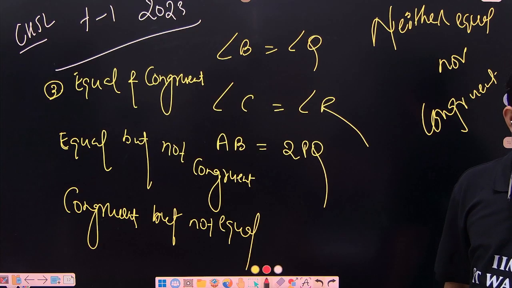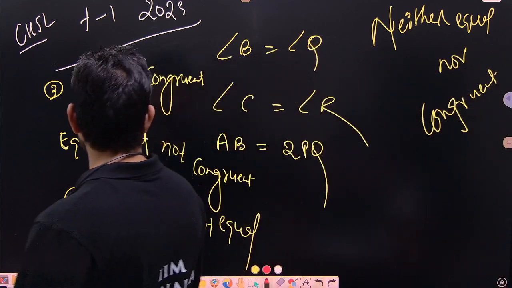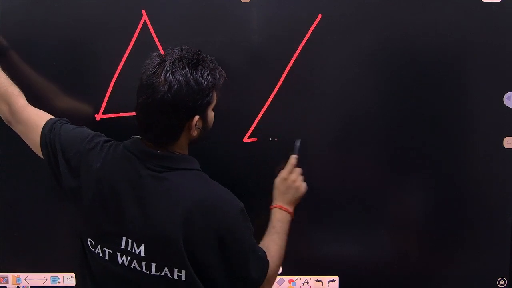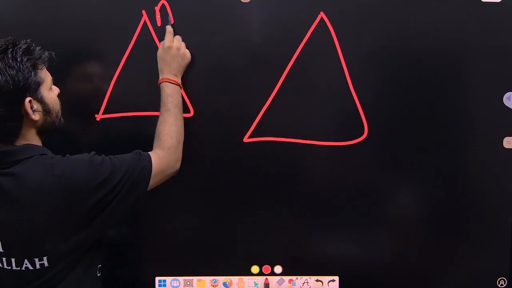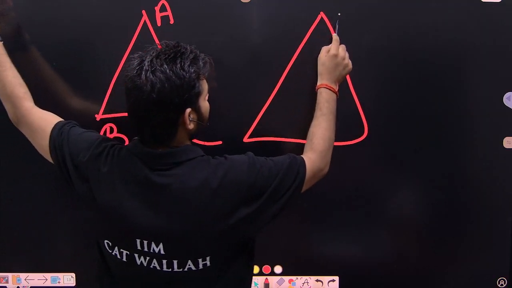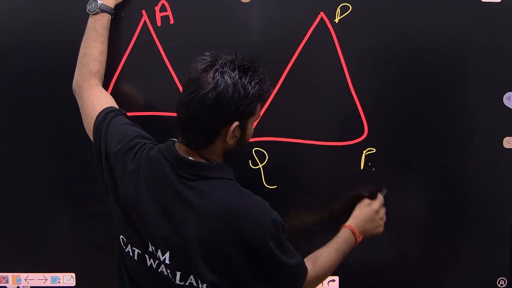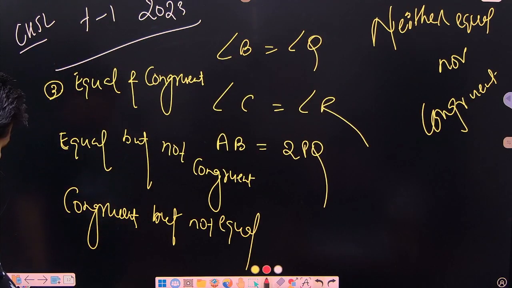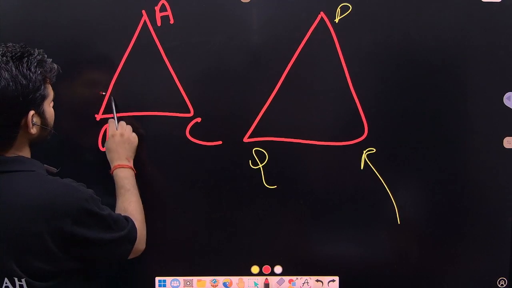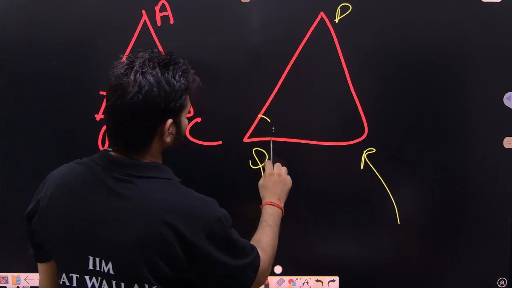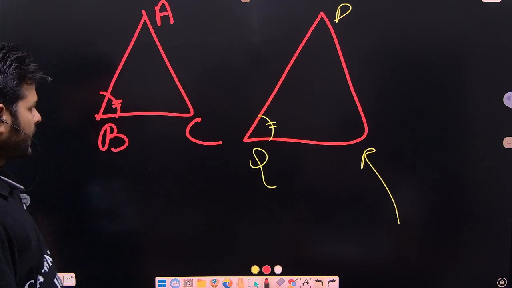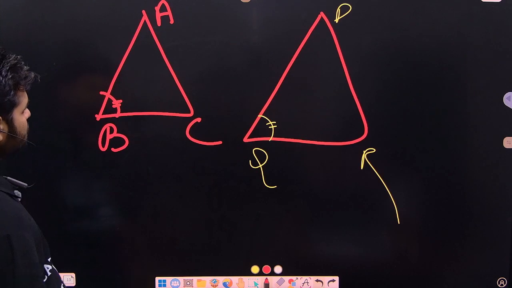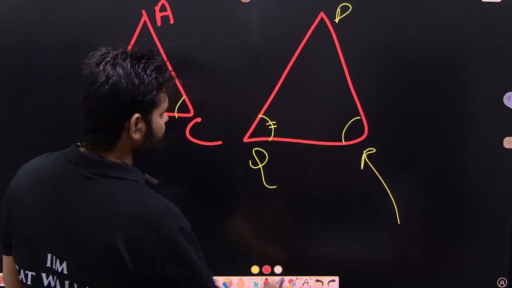Equal what? Non-congruent? Guys, what have we been given? We have been given triangles ABC and PQR. We don't know whether they are congruent or not. We are given the conditions. According to the condition, angle B is equal to angle Q, and angle C is equal to angle R.